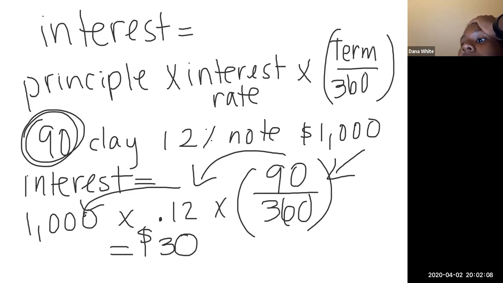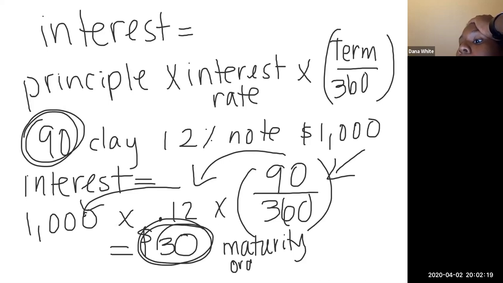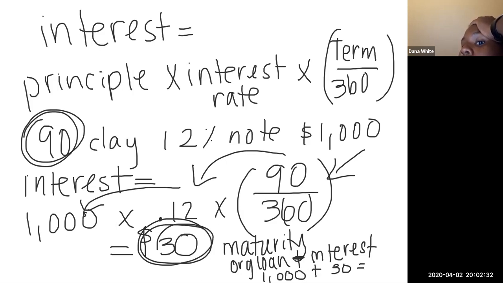Okay. Now, what I need to make sure you understand is that's just the interest. But remember, at maturity, you must pay the original loan amount plus interest. So for us, the original loan amount was $1,000 plus the interest that we calculated, which was $30. So at maturity, you owe $1,030. Okay, so hopefully that made sense. If not, please let me know, or please go back through the video and pause it, stop it, or send me an email, and then we can talk about it.